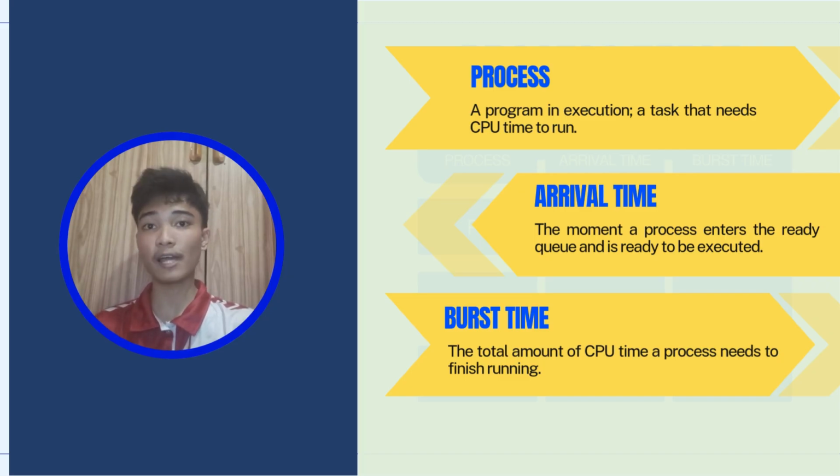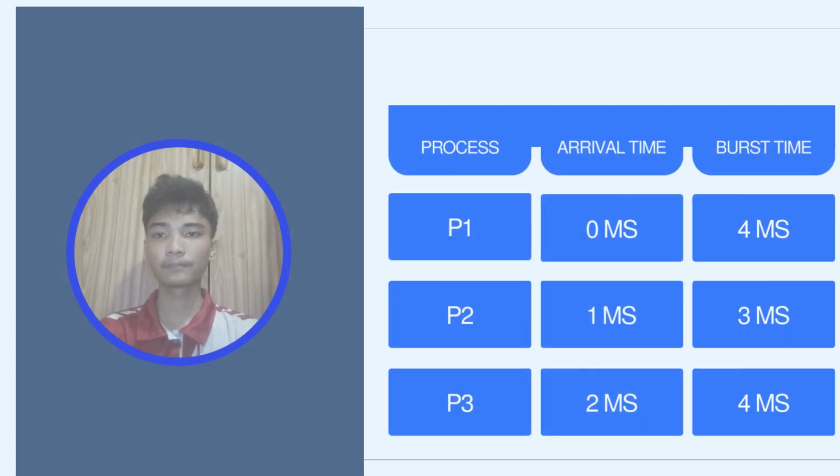The next one is arrival time. The moment a process enters the ready queue and is ready to be executed. So basically, it means when the process shows up in the line. Next is burst time. The total amount of CPU time a process needs to finish running. Basically, it means how long the process takes to run.